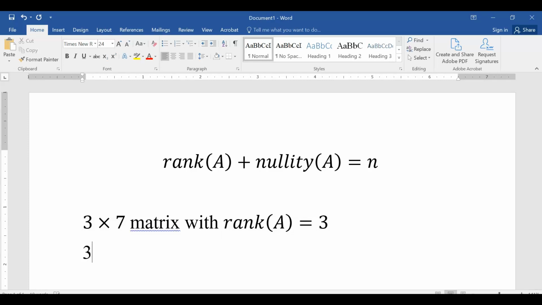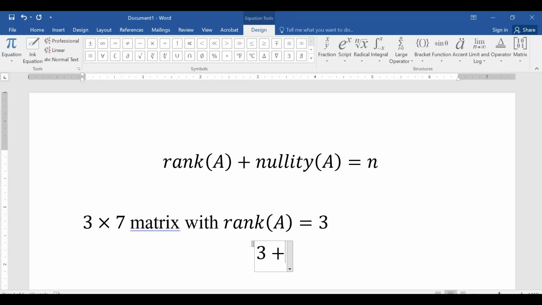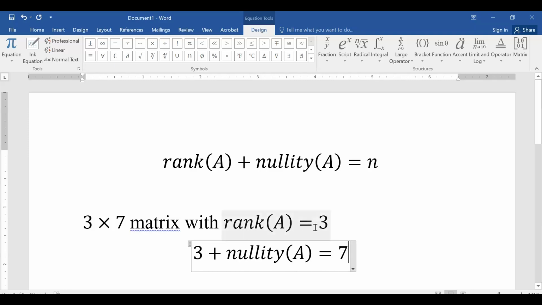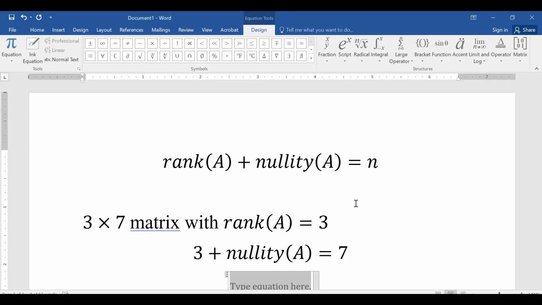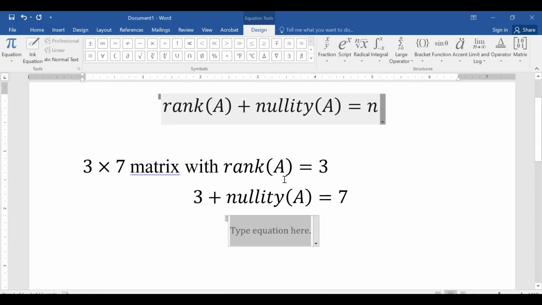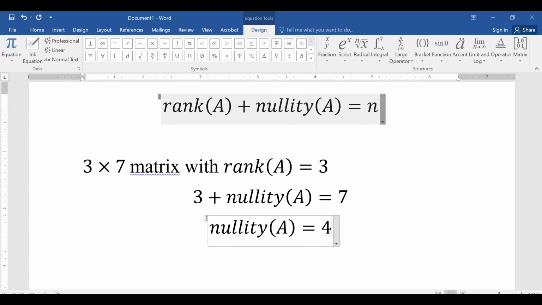That means that 3 plus the nullity of the matrix would have to be 7. So all we know is that the rank is 3, so put that in for rank. We know that the number of columns is 7, so put that in for 7. And therefore, what we know about this matrix is that the nullity of this matrix has to be 4. And that's basically all.